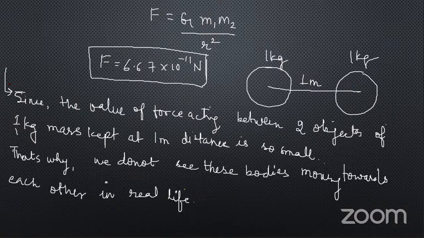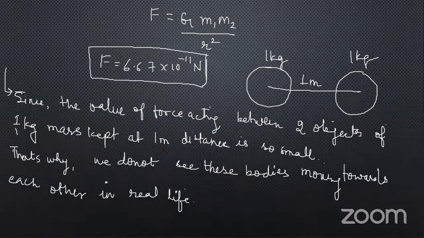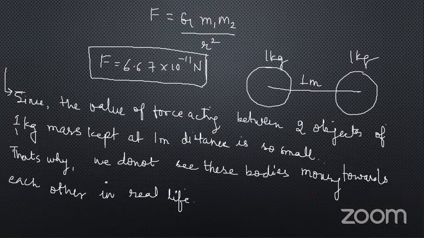Only this thing which I just now discussed: why the force is not visible between two small objects. That is what is written here, that since the value of force acting between these two objects of 1 kg mass kept at 1 meter distance is so small, we don't see these bodies moving towards each other because of the attractive force which exists between them. The force is significantly small, insignificant basically. That is why the bodies do not move towards each other. So this is the reason. We are done with this.